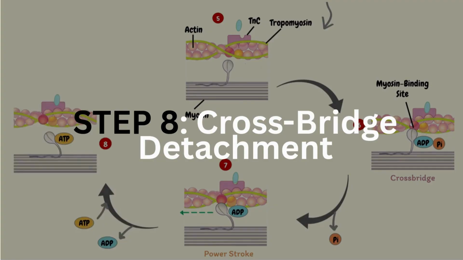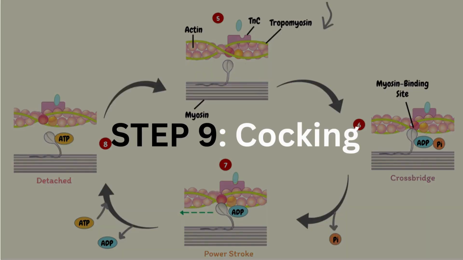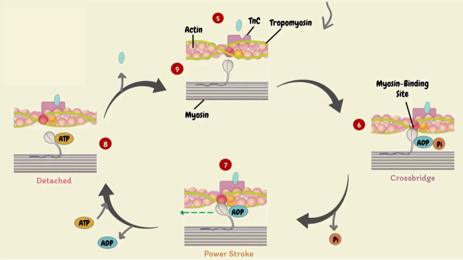Step 8. Cross-bridge detachment. Binding of a new ATP molecule causes the detachment of the myosin head from actin. Step 9. Cocking. ATP is hydrolyzed into ADP and inorganic phosphate, returning the myosin head to its high-energy cocked position, allowing it to bind to a new site on actin if calcium remains present. Calcium is then actively reabsorbed into the sarcoplasmic reticulum by calcium ATPase pumps, leading to muscle relaxation.